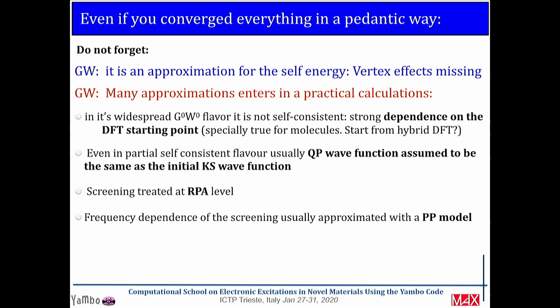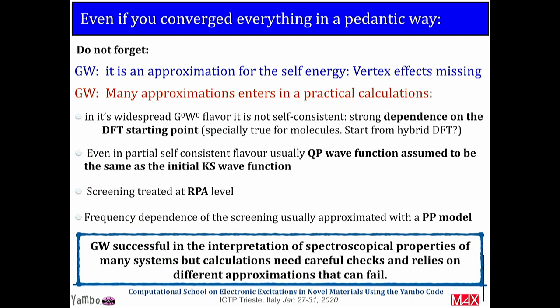This is important for molecules, and in Yambo now it's also possible to do a GW calculation on top of hybrid calculations, even in partial self-consistency, essentially what we mean is eigenvalues-only self-consistency. So you calculate your quasi-particle energies, and these quasi-particle energies are then used to build up again the screening and the Green function. So a new self-energy iteration. Usually it converges very fast. In this way, the problem of the starting point is mitigated. It's not resolved, but it is mitigated. But anyway, about the wave functions, you always assume the initial Kohn-Sham wave functions. So here there is still a reminiscence of the starting calculation, RPA level for the screening, and plasmon pole model. Plasmon pole model in particular can be critical for several materials.